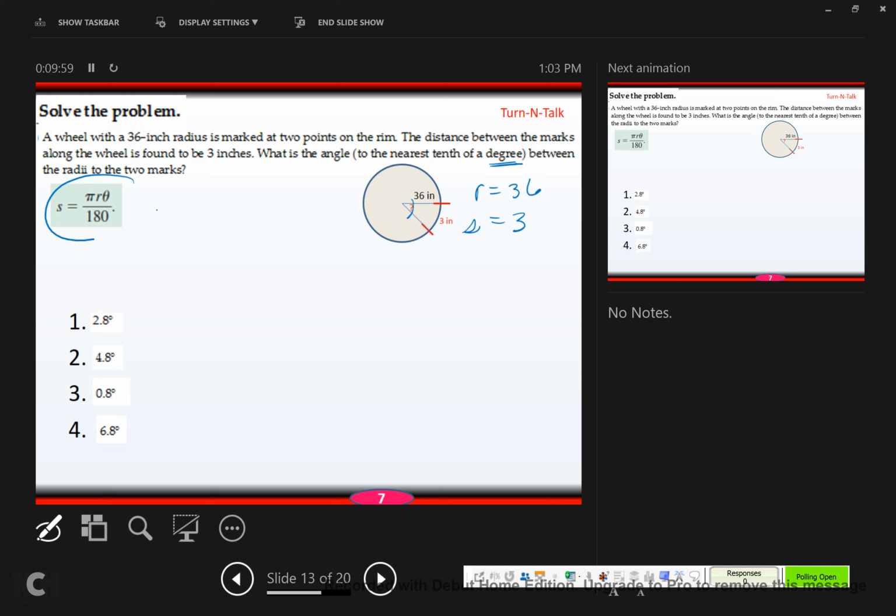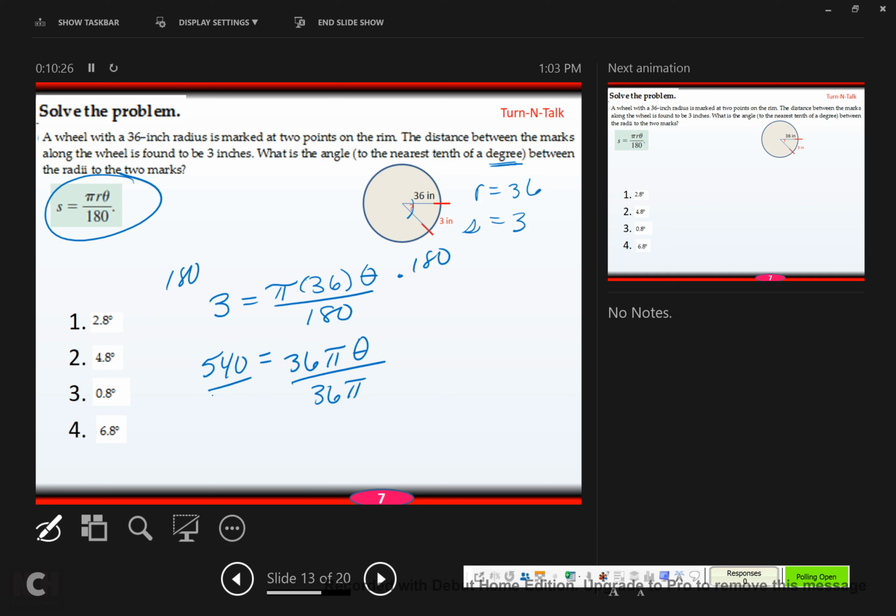Because they're asking for degrees, I have to use the degree arc length formula. So I substitute 3 for S, 36 for R, theta is what I'm looking for, over 180. When I solve this, I multiply both sides by 180, I get 540 equals 36 pi times theta. So to get theta alone, I divide by 36 pi, and I get theta equals 4.8 degrees. All done.